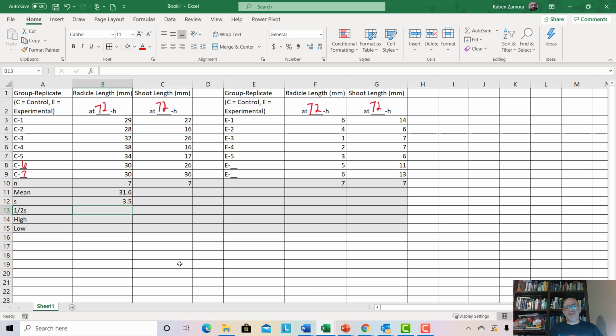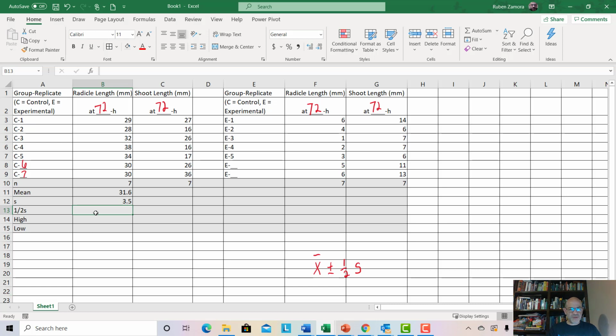Now, the significance test that you're supposed to run involves your ability for each group, right? And so you're doing this for the radical and for the shoot length. So for each group, you're supposed to compare the range of the mean plus or minus 1/2 the standard deviation. When you plus, that gives you the high value. When you minus, that gives you the low value.